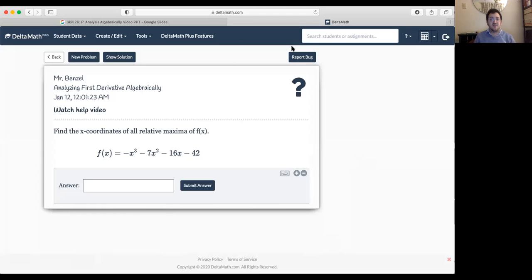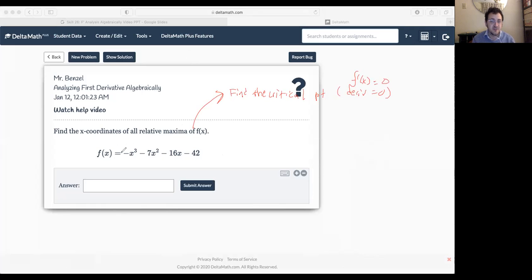All right, this first problem says find the x coordinates of all relative maxima. Sometimes you may see a question like what's the relative minima, but they basically are asking you to first find the critical points. So this means take the derivative and set it equal to 0. F prime of x equals 0.